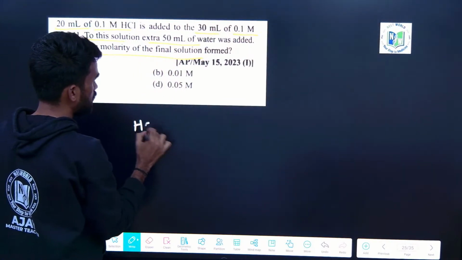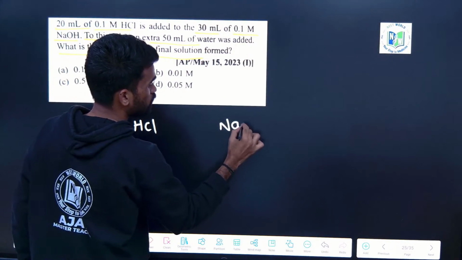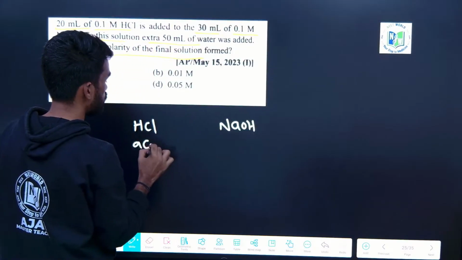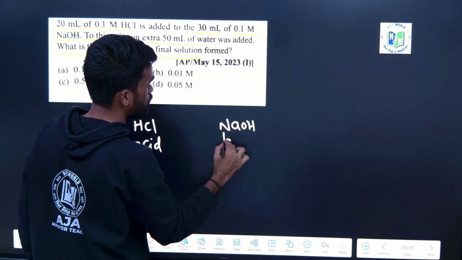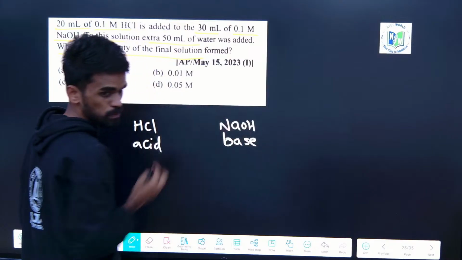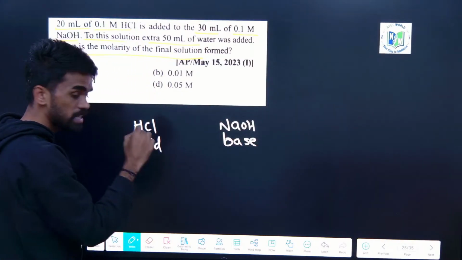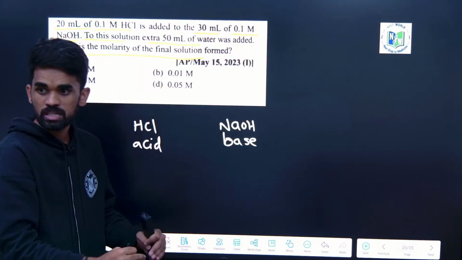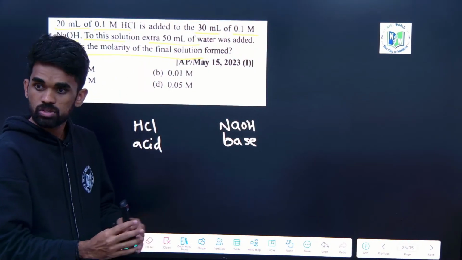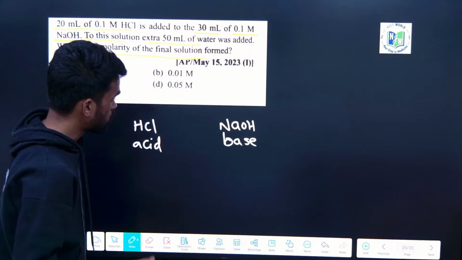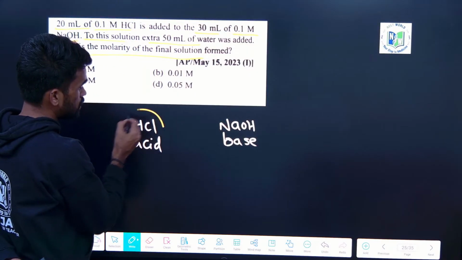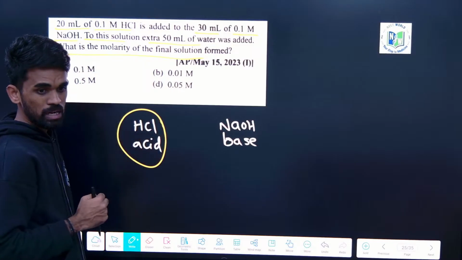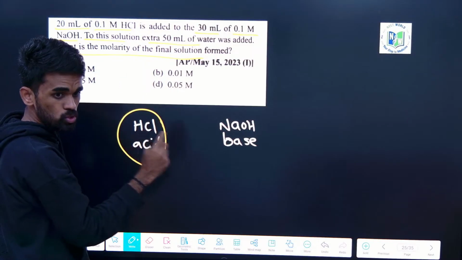HCl and NaOH, these are different now. So we have an acid and a base. In this case, what happens with an acid and a base? Neutralization takes place. It means concentration decreases here because the acid and base react, therefore their concentration decreases. So you can say this is a neutralization process. Now in this case, the one which has more equivalents or more moles, you should take that.